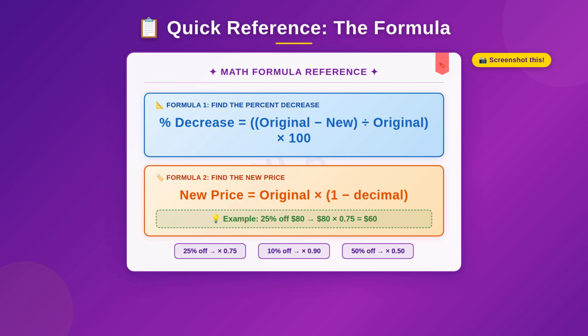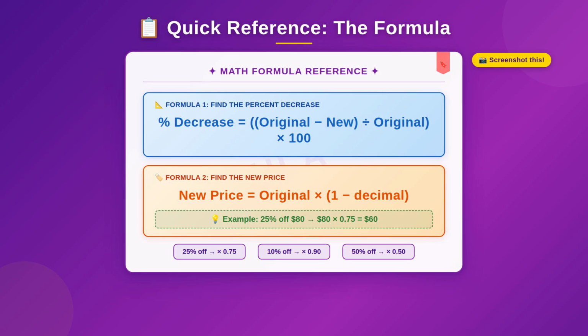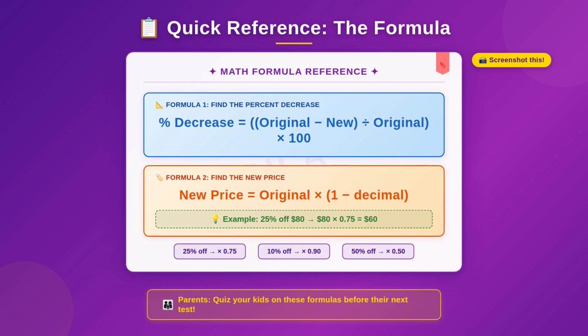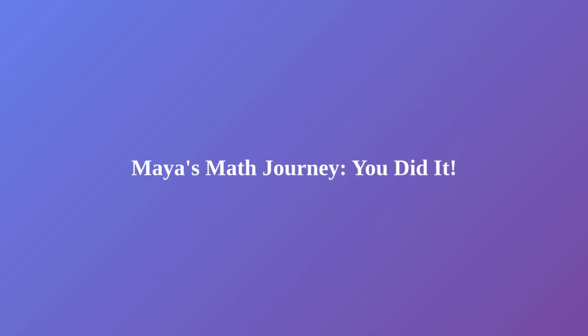Here's your quick reference card. Screenshot this or write it in your notes. The percent decrease formula. Take the original minus the new to get the decrease amount. Then divide that decrease by the original and multiply by 100. If you need the new price instead, use new equals original times 1 minus the decimal percent. So 25% off means you multiply by 0.75. These two formulas cover everything. Parents, this is a great one to quiz your kids on before their next test.